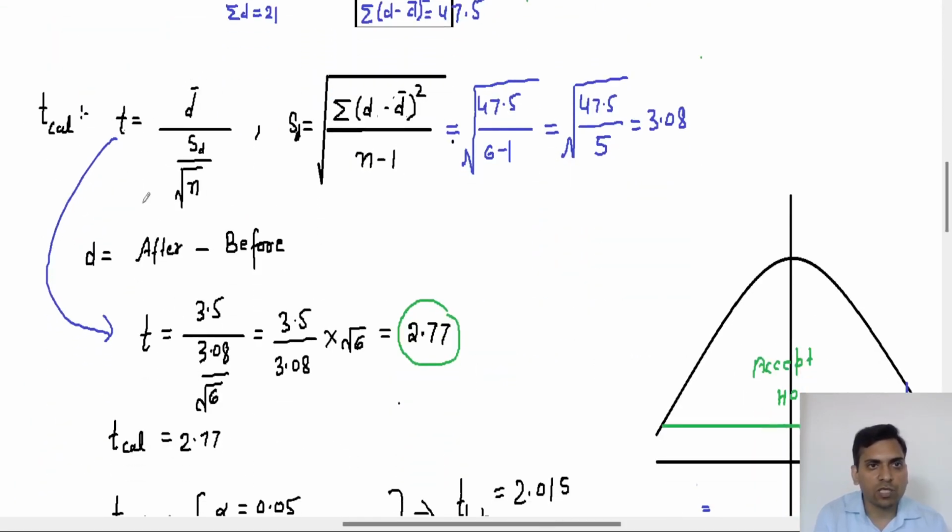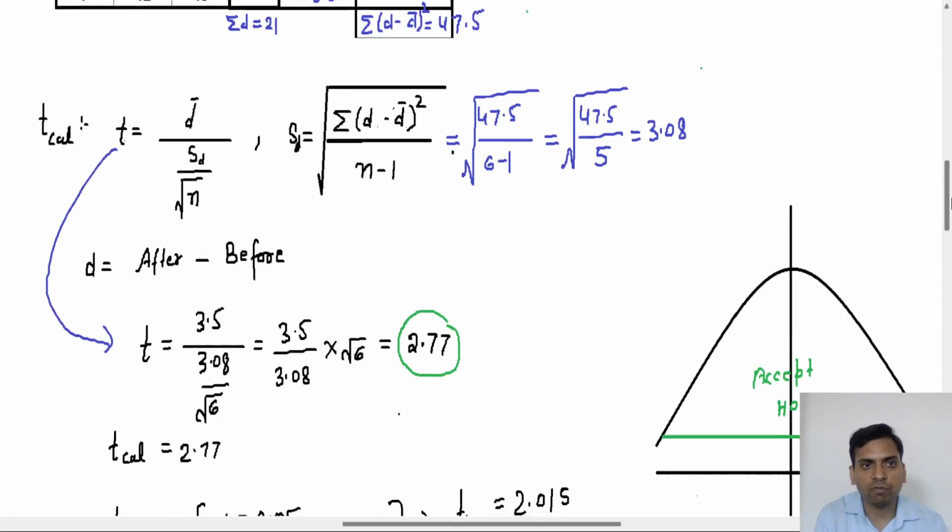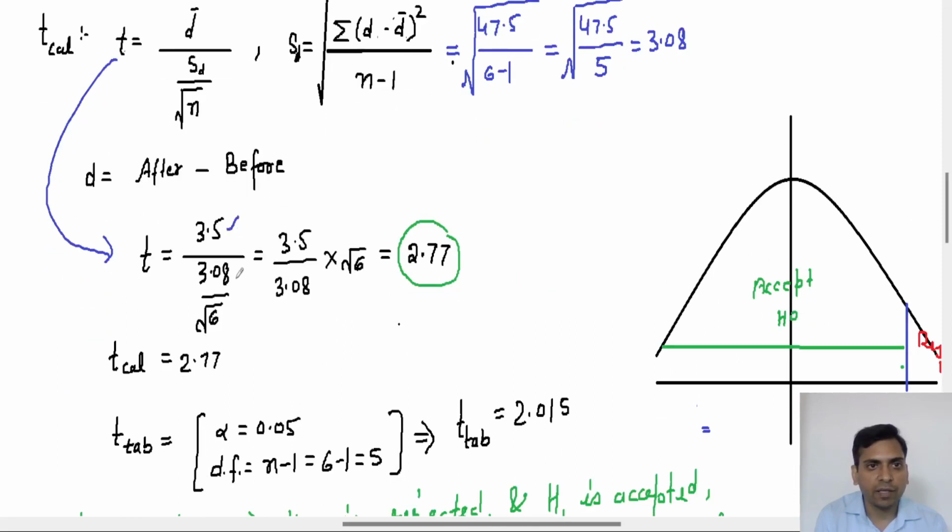Now we will put this SD in the formula of t. So t equals this formula. D bar, the mean of difference, is 3.5. So we will put 3.5 here and this SD equal to 3.08, divided by under root 6 observations. Now you will get the t calculated value as 2.77. So this is the t calculated value, and after that we will find the t tabulated value.